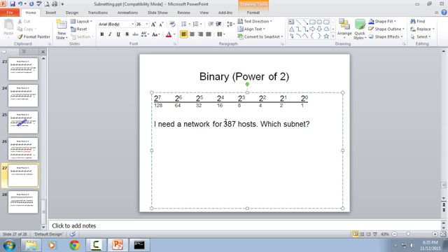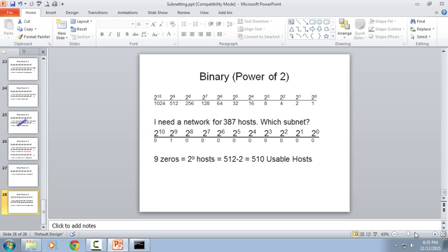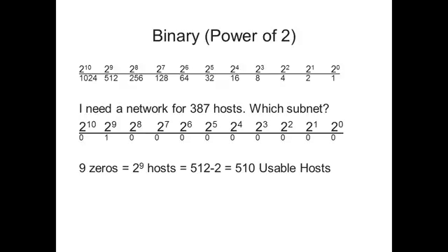Okay, so I need a network of 387 hosts. How many zeros do we have there? 1, 2, 3, 4, 5, 6, 7, 8, 9 zeros. So 9 zeros, 2 to the 9th is 512. You can keep going up, just keep doubling it. So 512 minus 2 is 510. So it's 510, good. What if I went with 2 to the 8th instead? Would that have worked? No, because 256 minus 2 would have been 254.